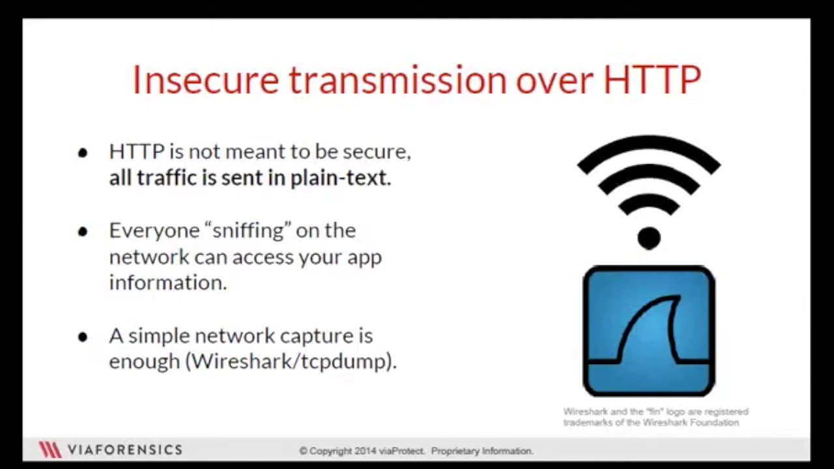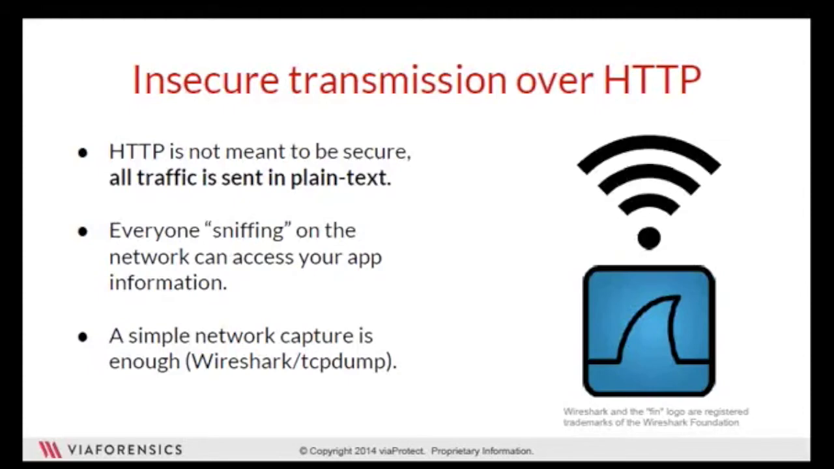So let's talk a little bit about the first issue that I mentioned here, which is the insecure transmission of data over HTTP. Like I said, HTTP is not meant to be secure. It's a protocol where all the traffic is sent in plain text, and it's designed that way. The problem with that is that everyone that is sniffing on the network can basically access your application information. By sniffing, I mean that you can have a hacker that is on the same Wi-Fi network as your user, and they can actually see the frames and the traffic that way.